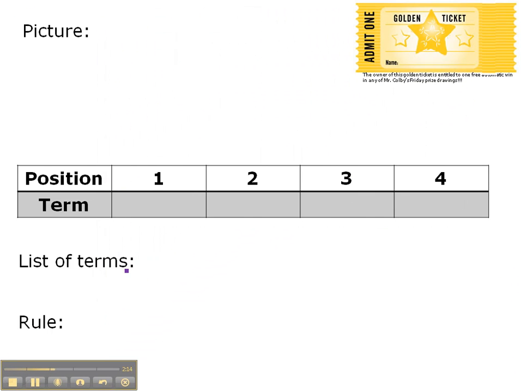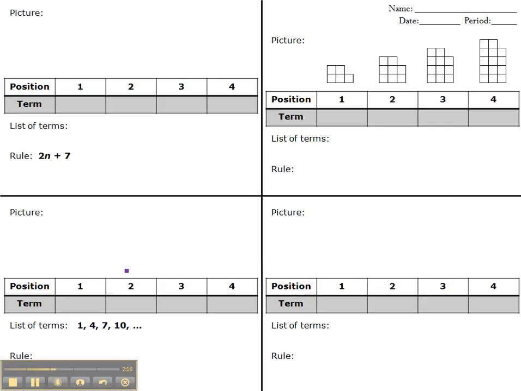We go back to this previous slide. We did this in class today where we were given either a picture or a rule or a list of terms, and we filled in the other 3 representations of the sequence. The sequence can be shown as a series of pictures, like it is here on B, or it can be shown as a rule, like it is on A, or it can be shown as a list of terms, like it is on C, or it can be given in a table. But if you're given any one of these, you can fill it.